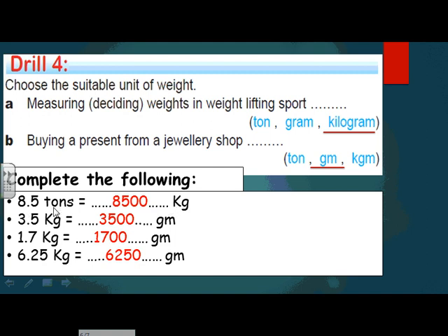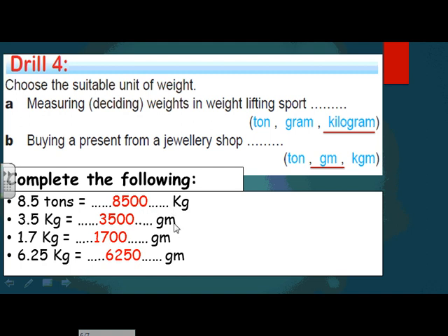Now changing from ton to kilogram. Again, from big unit to small unit, I'm going to multiply. 8.5, I'm going to multiply times 1,000. So I'm going to push the decimal 3 places. So it's going to be 1 place, and we have 2 empty spaces. So I'm going to put 0 instead of the empty places. So they are going to be 8,500 kilogram.